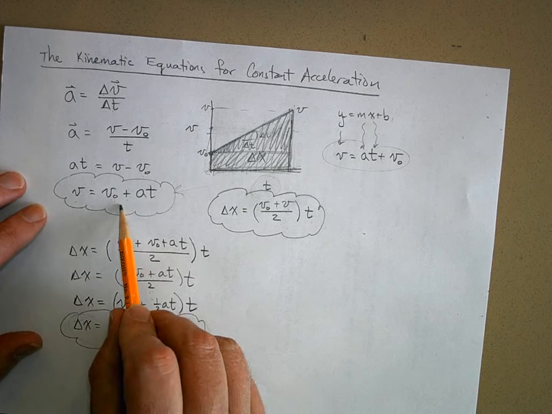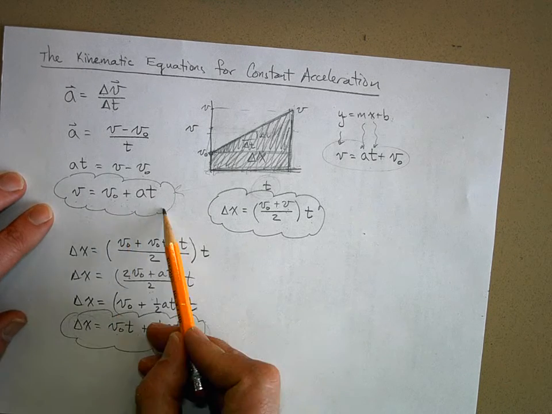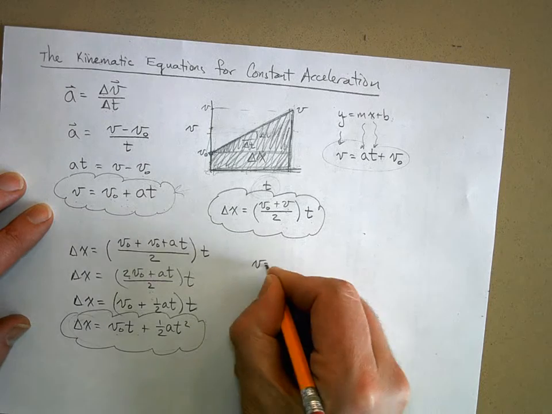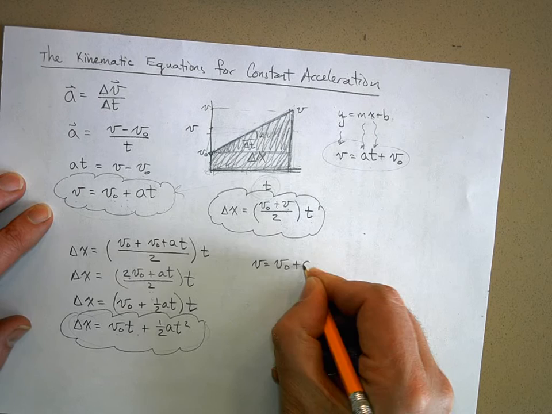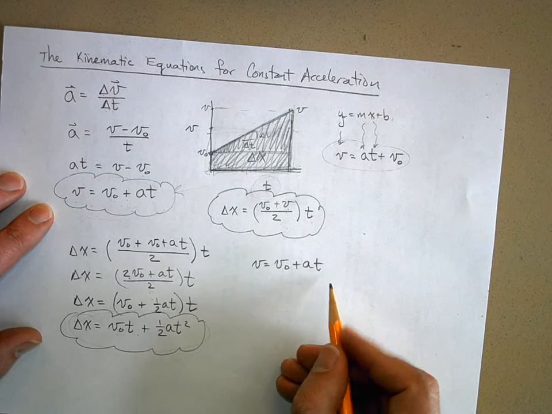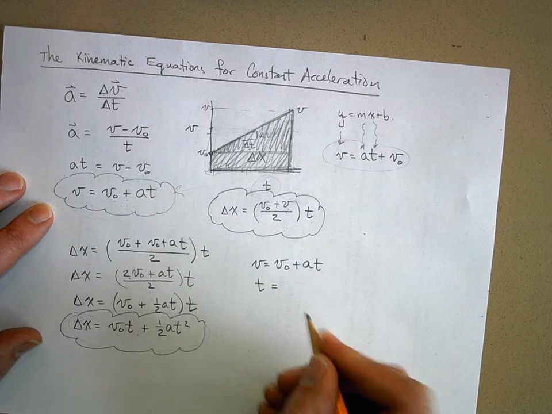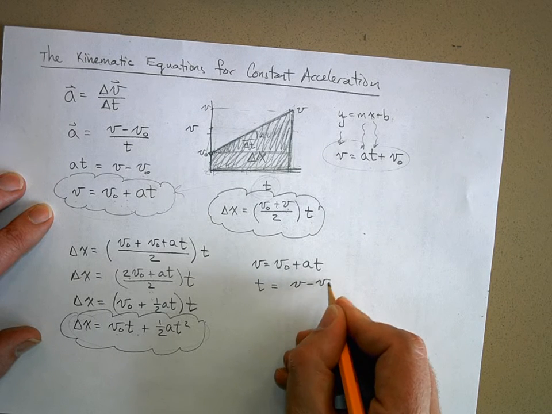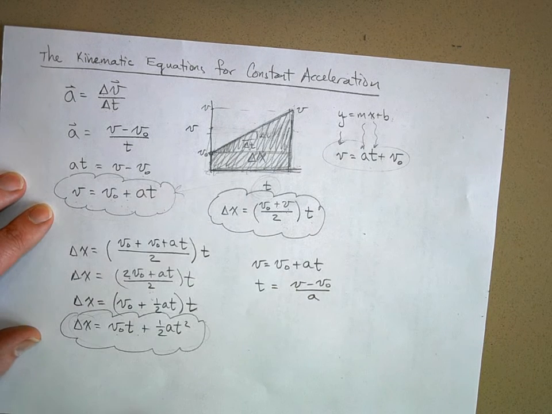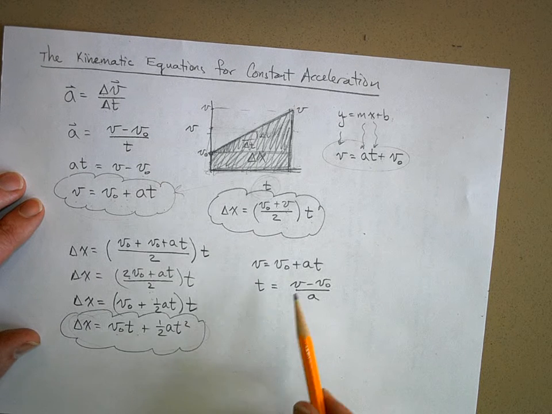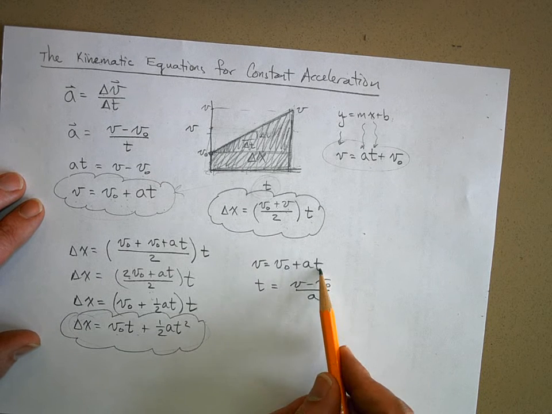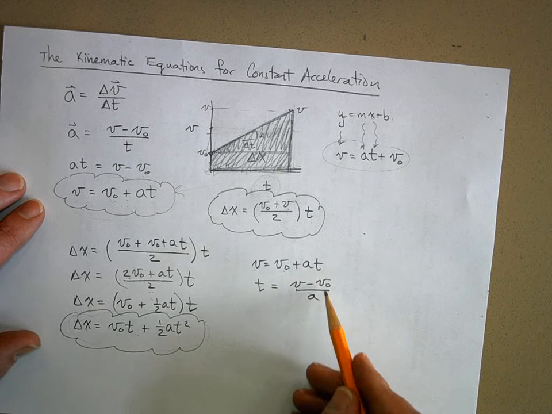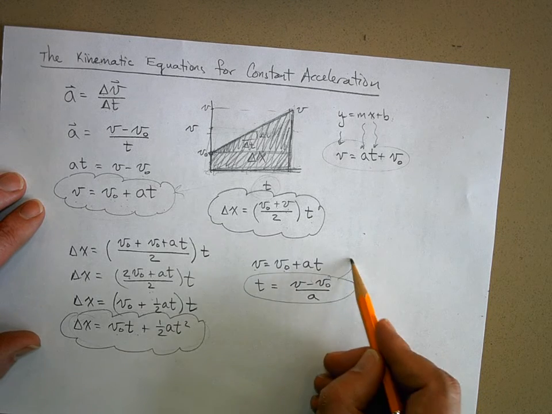Now what I'm going to do is I'm going to take this, I'm going to solve it for time, and I'm going to substitute it in here. So we have v equals v naught plus at. So let's solve it for time. So time is equal to, well, it's going to be v minus v naught divided by a. So I did all that in one step. Here's t. First I got to subtract, then I divide both sides by a to get this. Now what I'm going to do is I'm going to take this and substitute it in here.